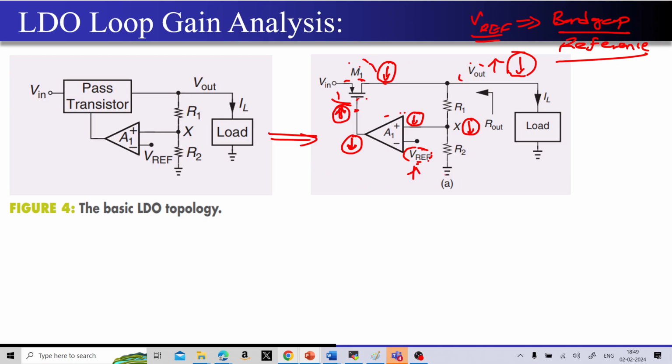Now we will try to do some loop gain analysis on this circuit, and we will see how much this circuit is capable of rejecting the ripples that are present on the input voltage by giving us the clean supply on the V out.